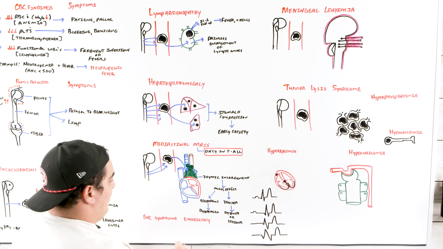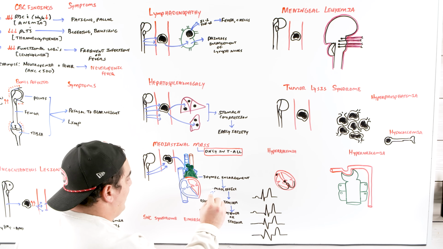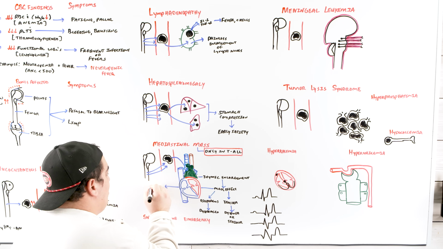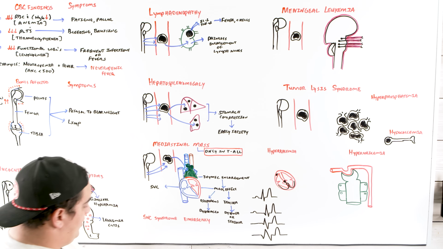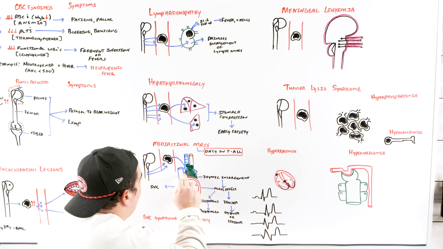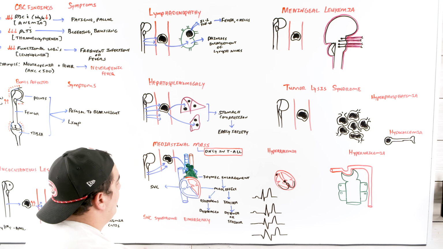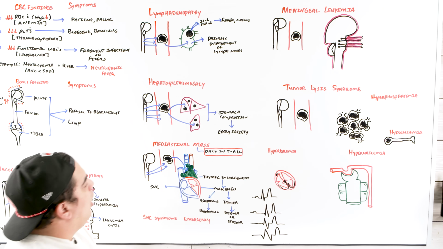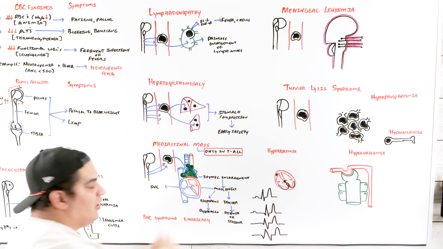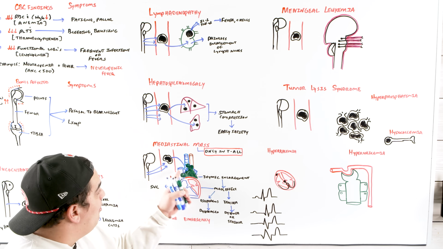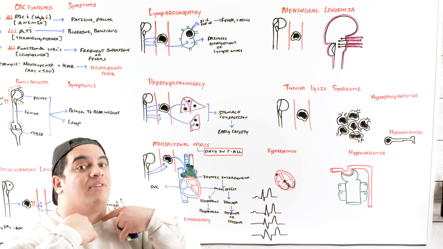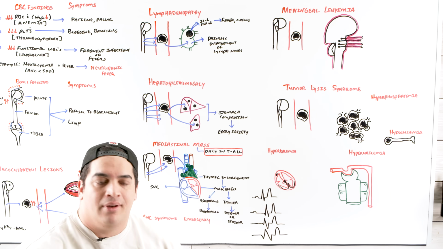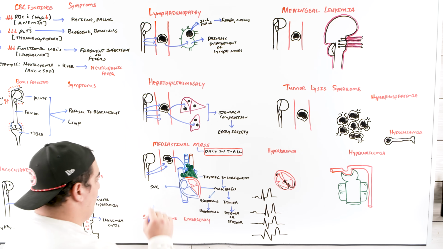Here's the scary one though. The scariest part of the mass effect is if you compress the SVC. So now imagine that this guy goes over here and starts compressing on the SVC. Are you going to be able to get good venous return into the right atrium now? No, blood's gonna back up from the superior vena cava into the brachiocephalic, into your internal jugulars, into your subclavians. What's gonna happen? Oh, these patients can get real sick.